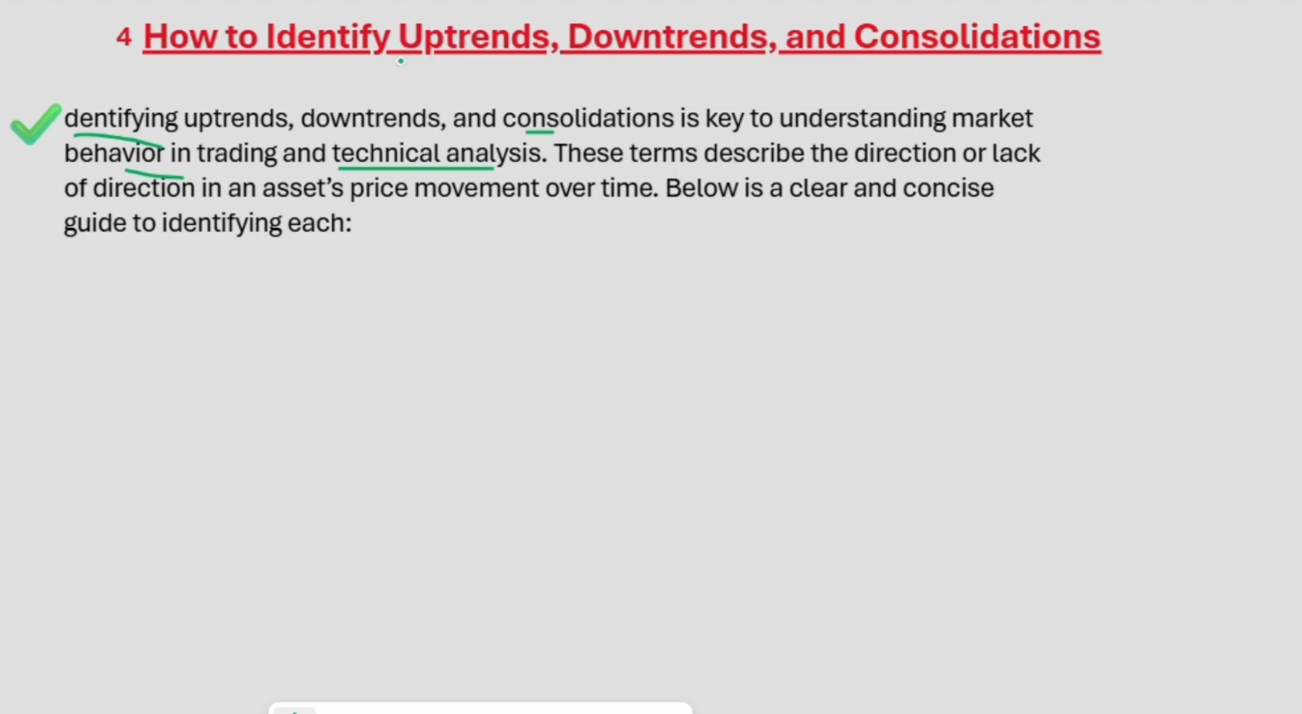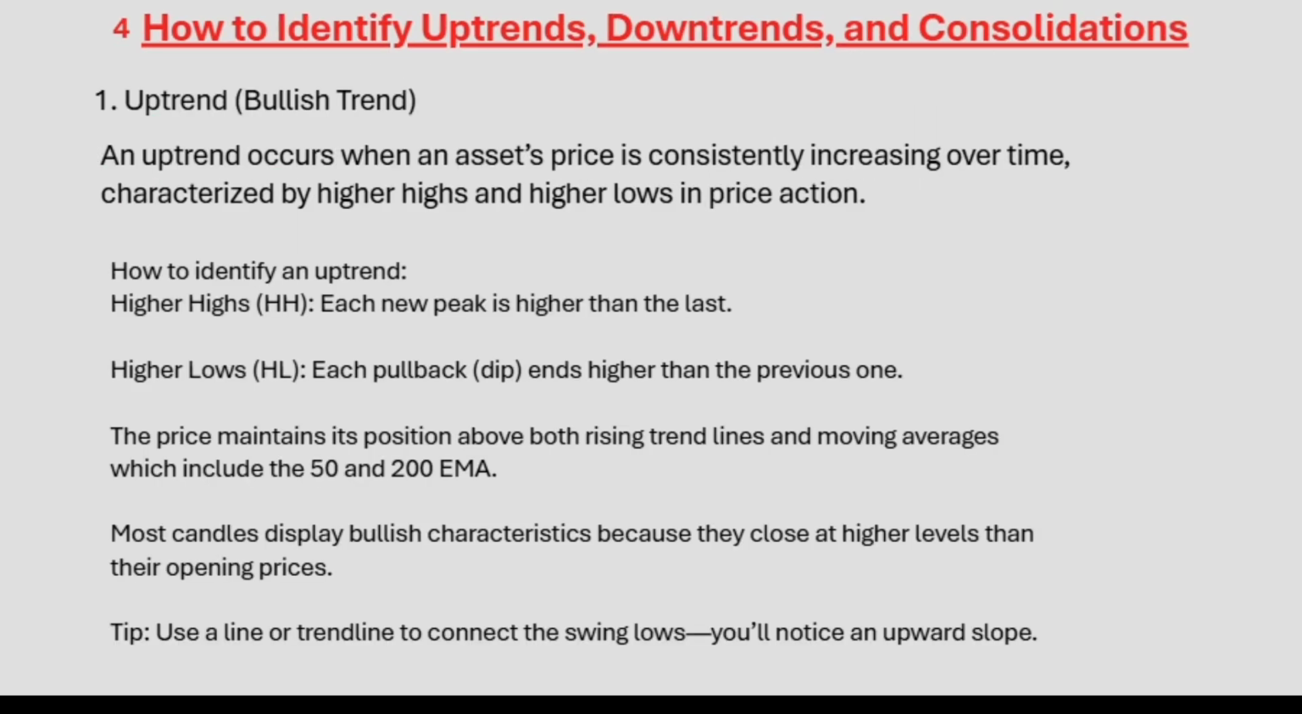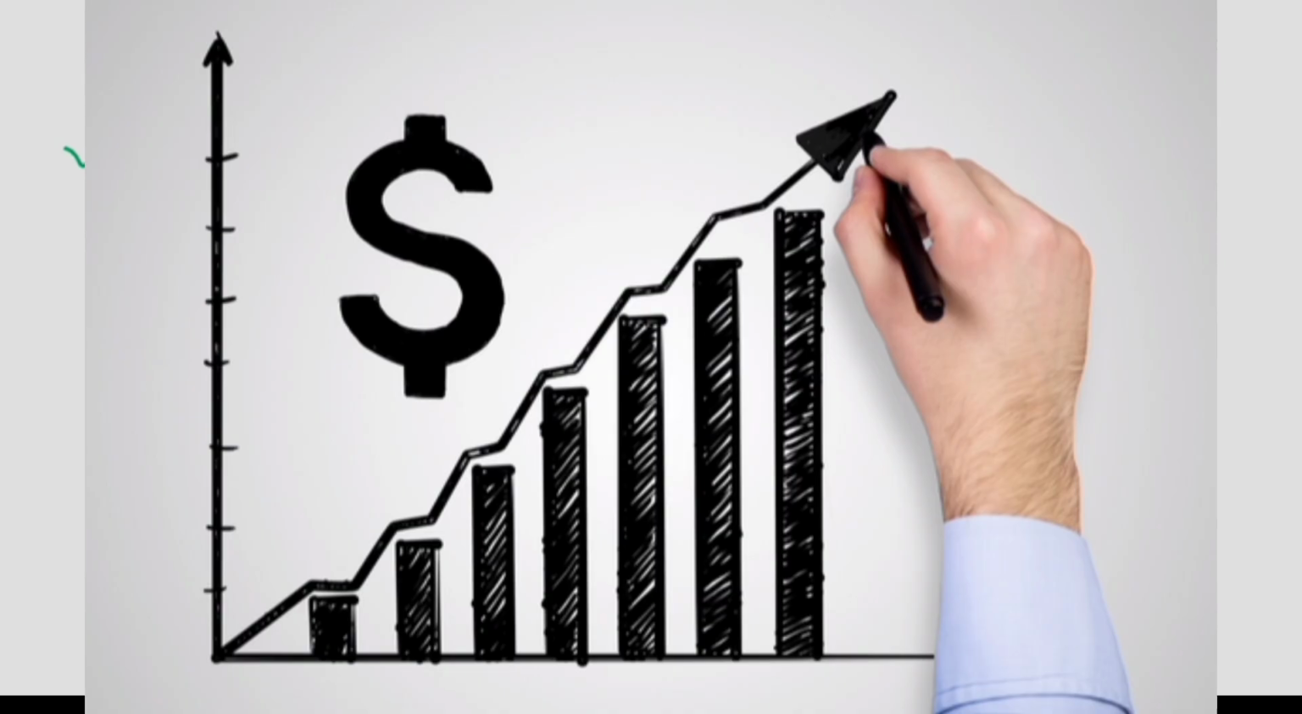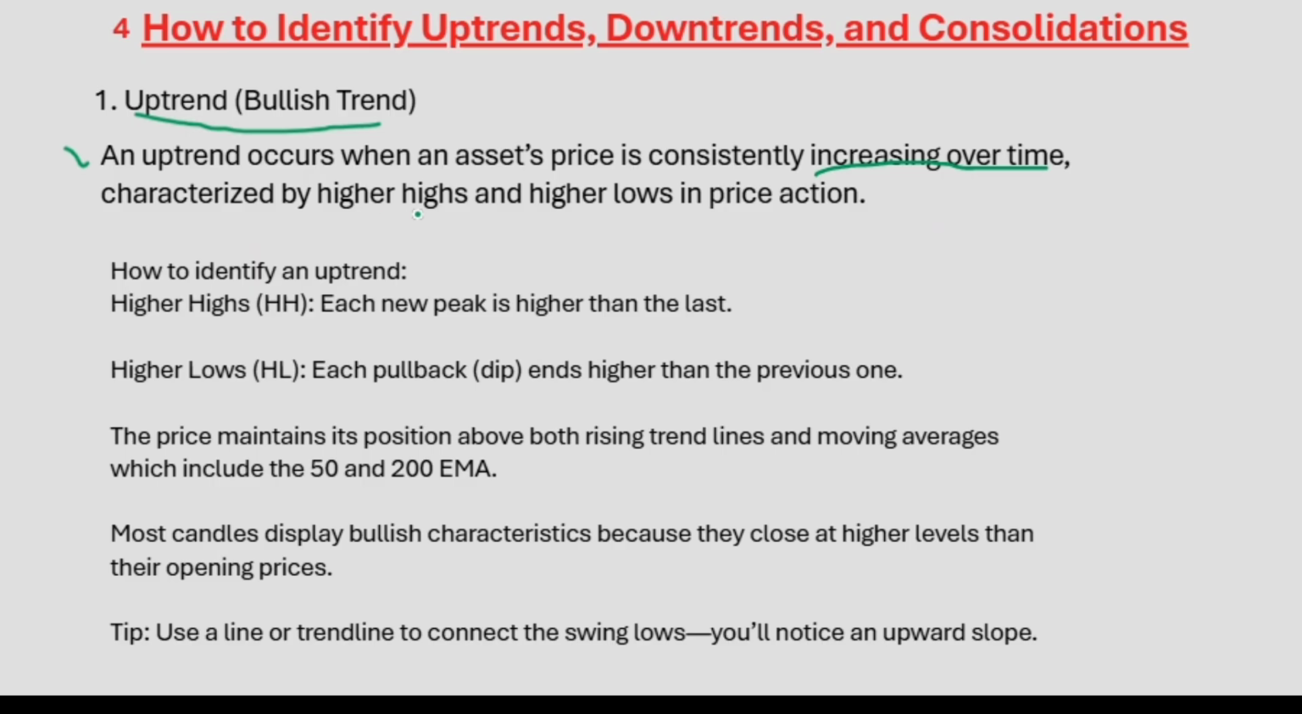Let's now start with the uptrend. So, how do we identify an uptrend? An uptrend, a bullish trend, occurs when an asset's price is consistently increasing over time, which means it moves up over time without decreasing, characterized by higher highs and higher lows in price action. Remember when we learned about higher highs and higher lows. Now let us see how to identify an uptrend.